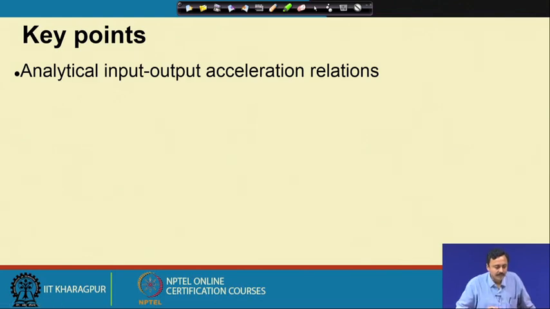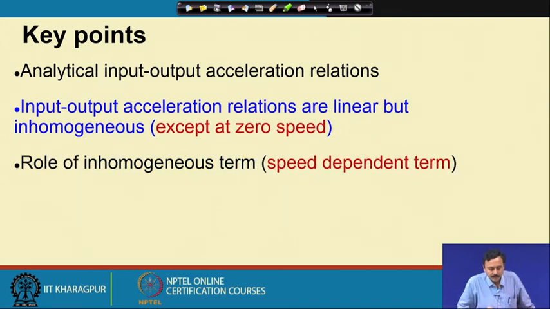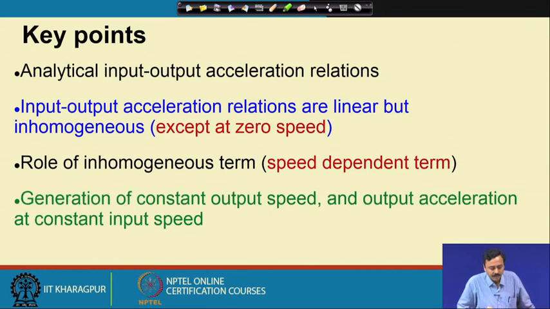So, the key points of our discussion in this lecture: we have derived the analytical input output acceleration relations. They are found to be linear, but inhomogeneous. We have looked at the role of the inhomogeneous term, which is speed dependent, and we have also discussed the generation of constant output speed and the corresponding acceleration at the input that is required to produce constant output speed. And we have also seen that if I have a constant input speed, then we have acceleration at the output, and we can calculate all these things from our acceleration relations.